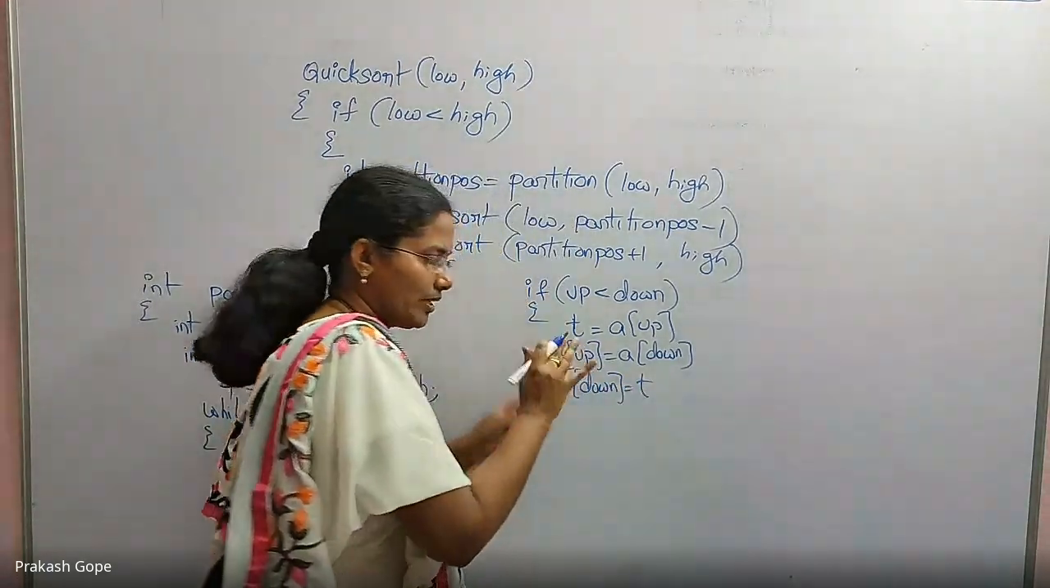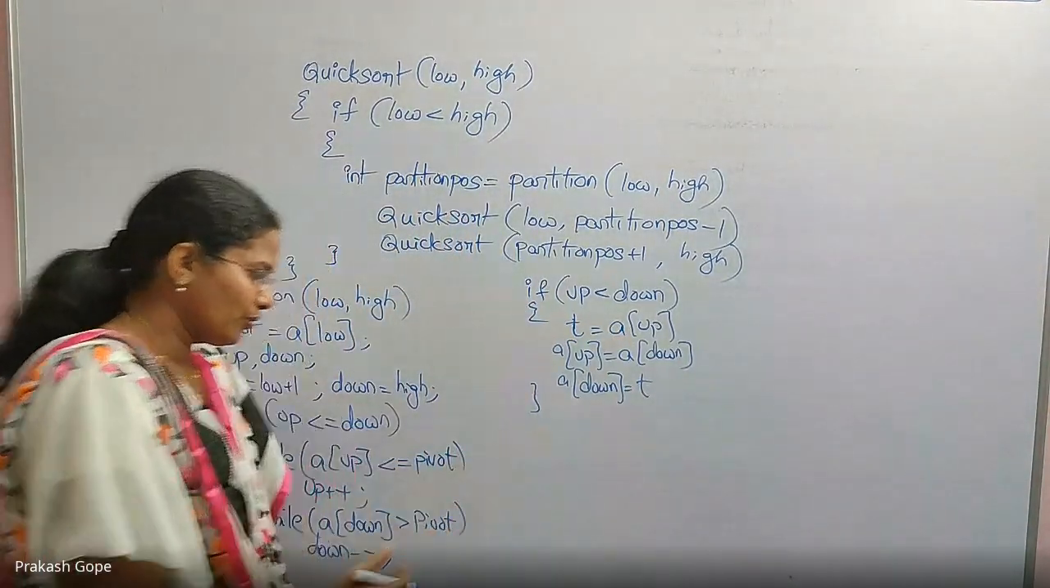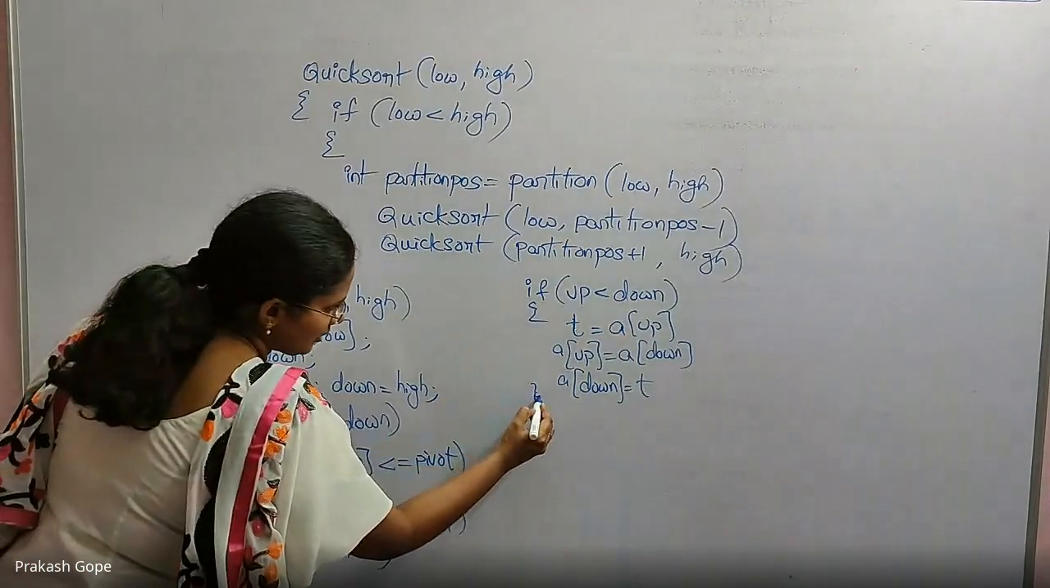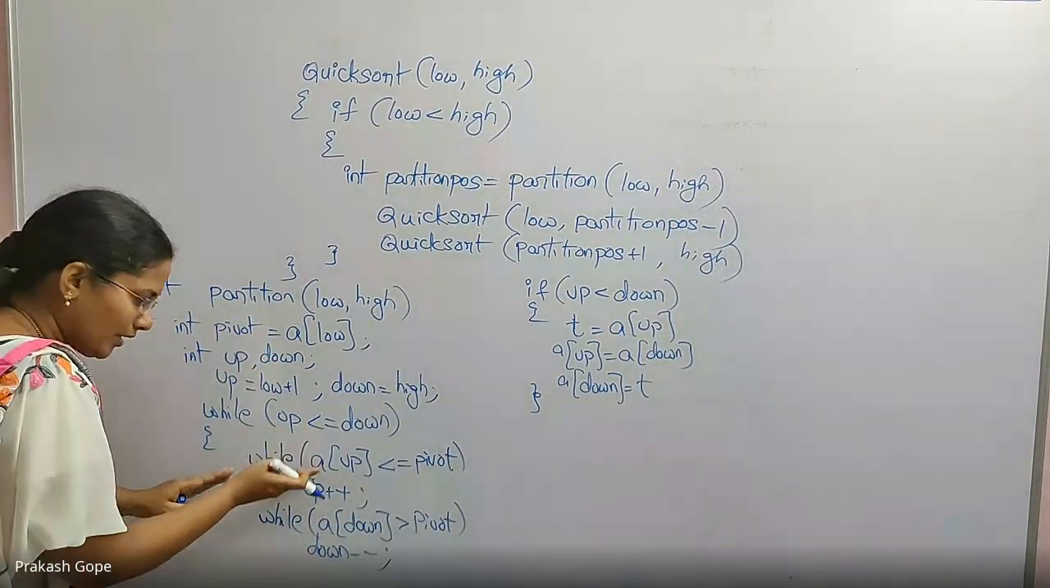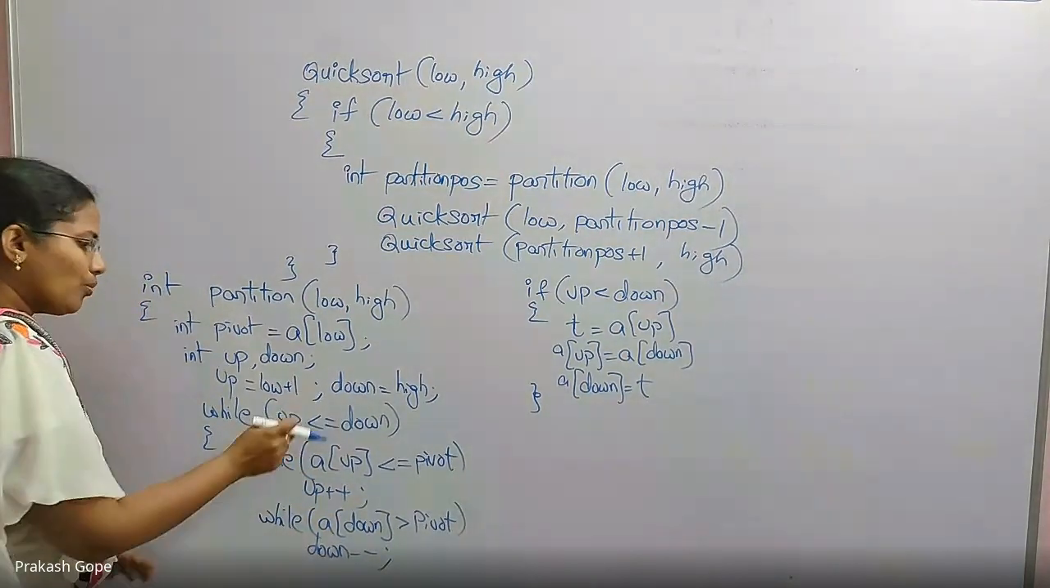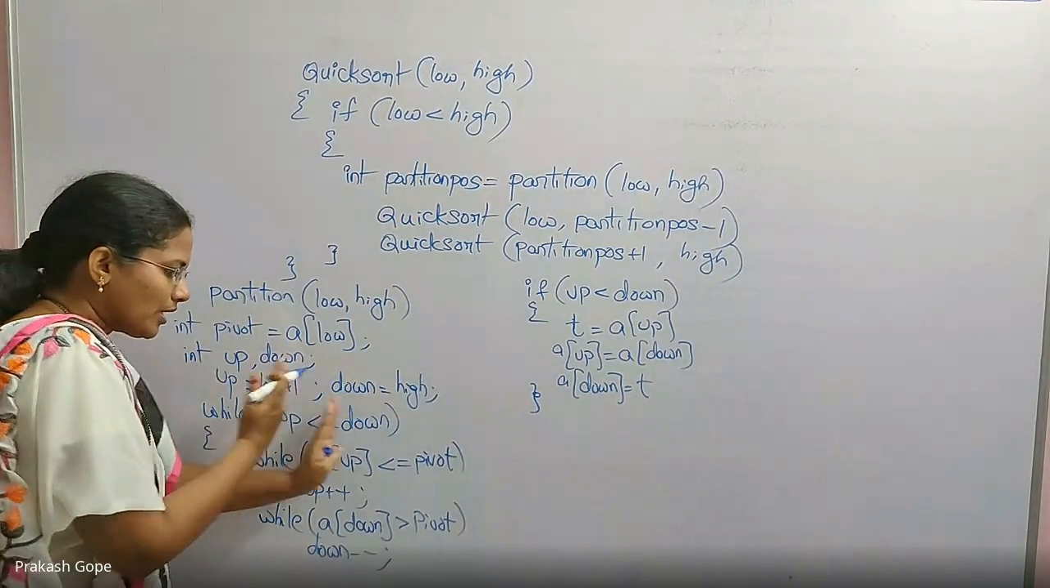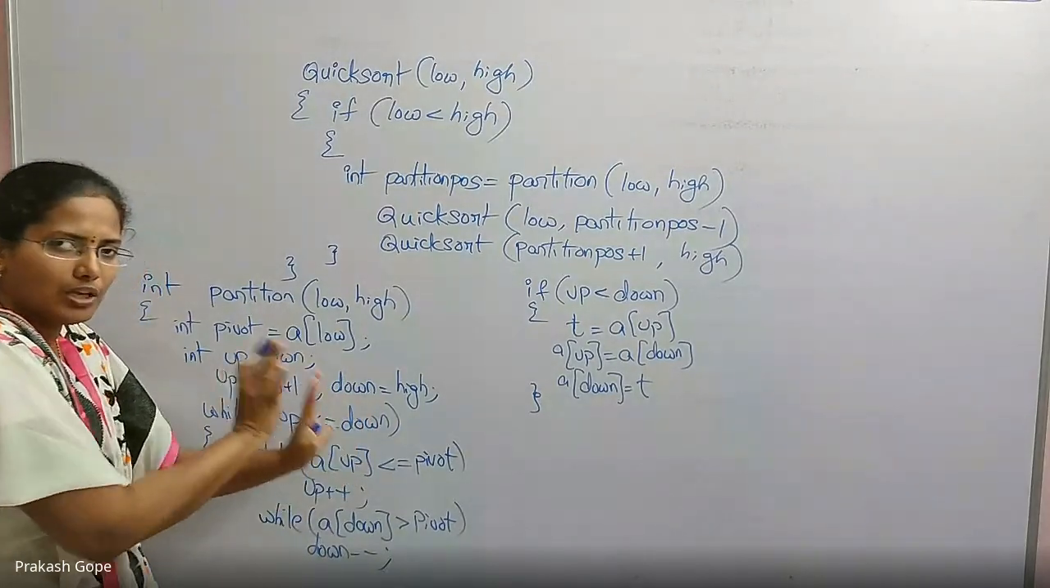So swapping is done. And again we will continue the process, which means by seeing this closing bracket, because up is less than or equal to down, again this continues. It will stop only when the elements are like this. When up is greater than down, I will stop.